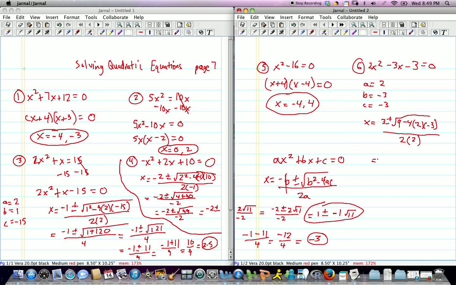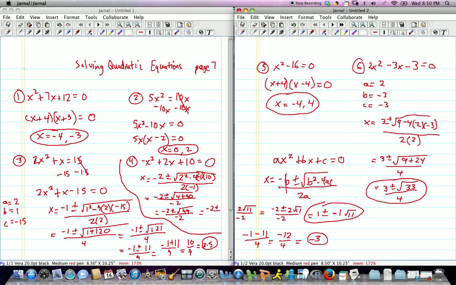I simplify this, and I get 3 plus or minus the square root. Negative 4 times 2 is negative 8 times negative 3 is, sorry, negative 8 times negative 3 is 24. So I'm getting 9 plus 24 here over 4. I simplify that, that's 3 plus or minus the square root of 9 plus 24, which is 33. And what ends up happening here is I look to try to simplify 33 and I can't, so then I can just leave it in this form, which is kind of nice because I don't have to do any extra work.